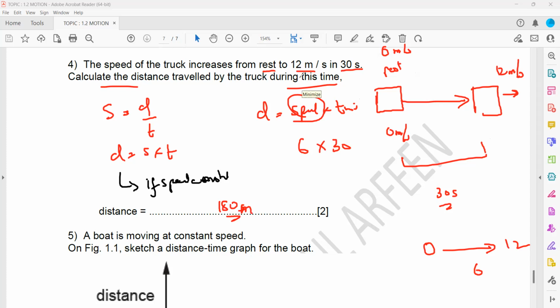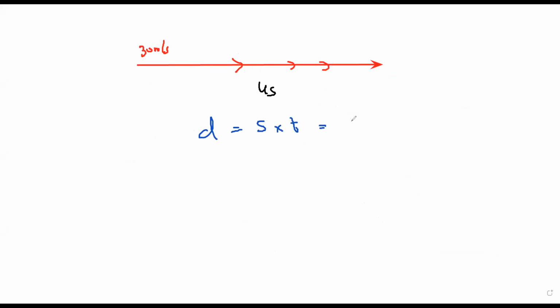So it depends on the question. There are two ways. If an object is moving at a constant speed, for example, if I say there is an object which was moving at a speed of 30 meters per second, and it continued to move with a speed of 30 meters per second for 4 seconds, and the question is calculate the distance. How to calculate the distance for this type of question? Distance is speed multiplied by time. So speed is 30 and the time is 4. So that is equal to 120 and the unit will be meters.